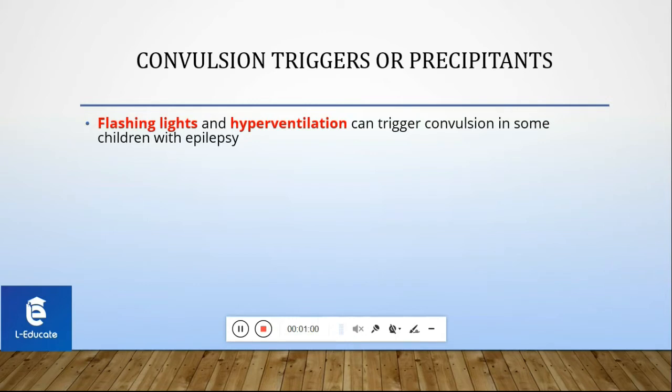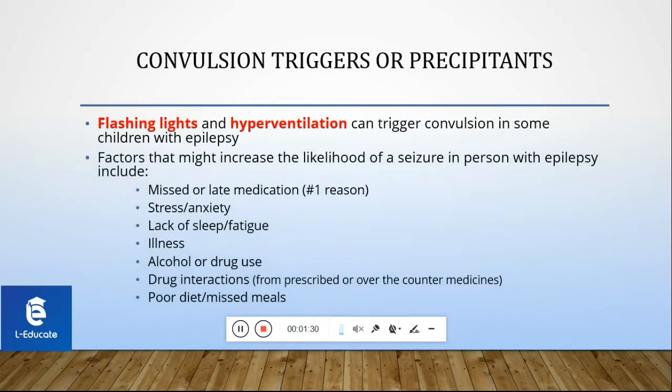The other common cause is hyperventilation. When an individual who is epileptic begins to breathe in and out very deeply and very fast, it could trigger convulsion. I have seen children use this either to punish their parents or their teachers, or to just register their displeasure. They will start hyperventilating, and before you know it, they pass out and begin to convulse. All right? So we have flashing light, we have hyperventilation.